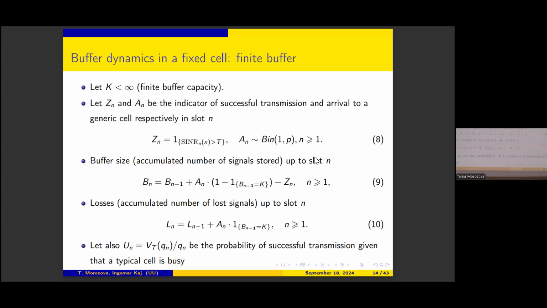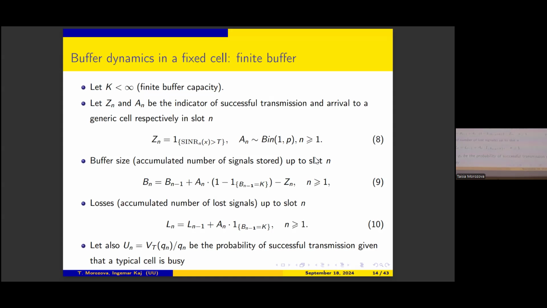So how do we define the buffer dynamics on slot n? Well, it's whatever was there before, so Bn minus 1, plus all the arrivals that came and did not meet a full buffer, minus all the departures, that is, successful transmissions. Then, because the buffer is finite, we might actually experience some losses. The losses can be defined in a similar way: as many losses as we had in the previous slot, plus all the arrivals that arrived and saw a full buffer, so that they were lost.